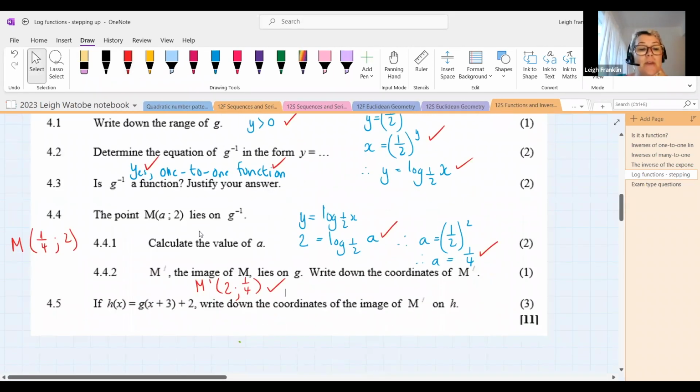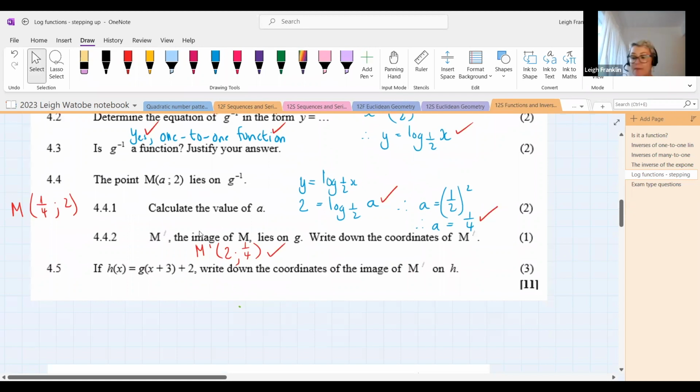Now let's have a look at the next question. Here they've told us that a new graph h of x is our graph g of x plus 3, plus 2. Write down the coordinates of the image of M prime on h. So this is a more difficult question. Kamgelo, do you want to ask a question or say something?